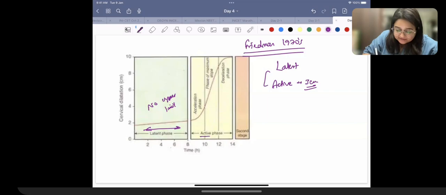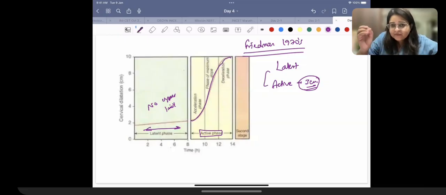But once the patient enters the active phase, and Friedman described this as 3 centimeters, the cervix will dilate at a fixed rate. Okay, so he plotted this S-shaped curve, where he said the initial part is called the acceleration, then it's called the phase of maximum slope. This is called the phase of maximum slope. And then towards the end, when the patient is 8-9 centimeters dilated, ekdam last mein, the dilatation slows down, and that is called deceleration.